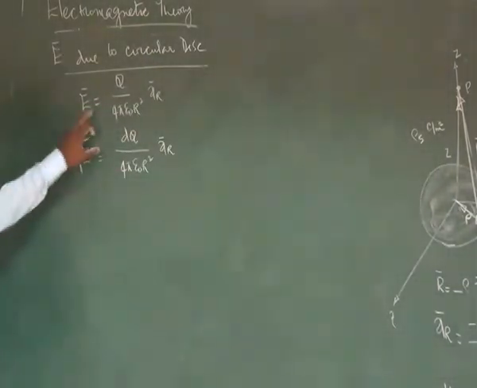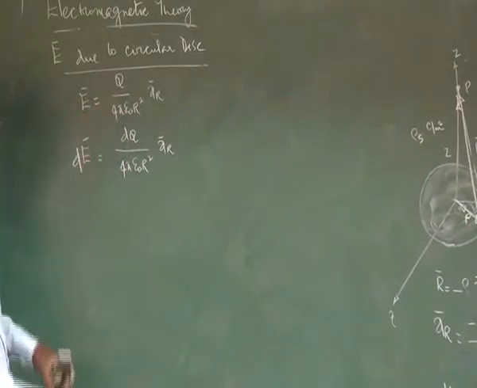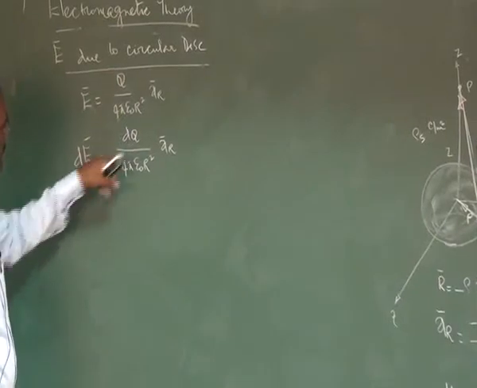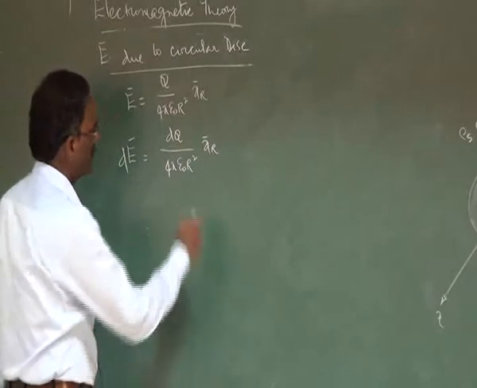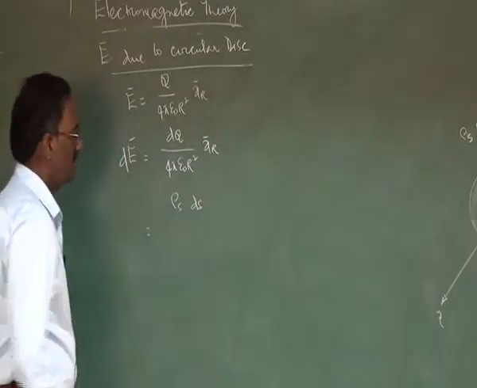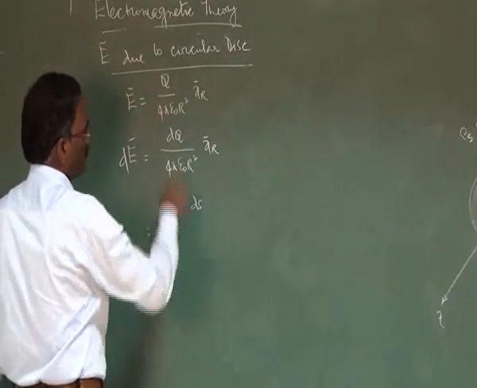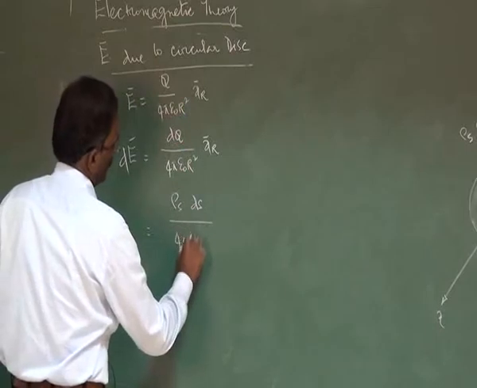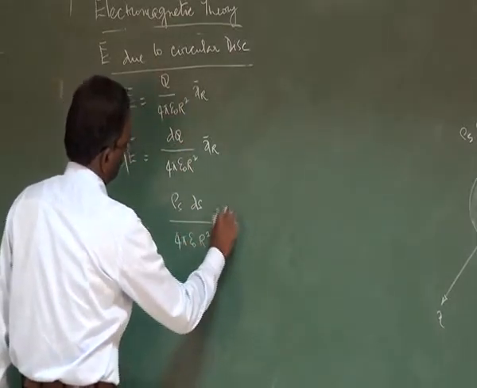Okay. This has been written using the fundamentals. E bar is equal to q divided by 4 pi epsilon O r squared a r bar. So differential E, differential q. This differential q I must substitute, that is rho s ds. So this will be Coulomb per meter square multiplied by meter square. I will get dq divided by 4 pi epsilon O r square a r bar.